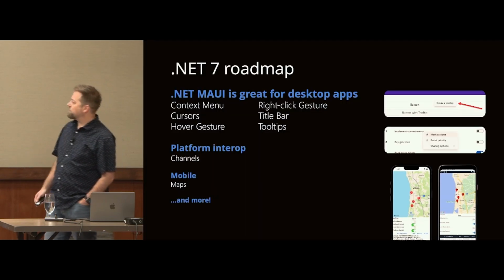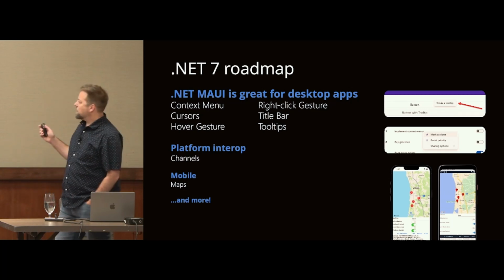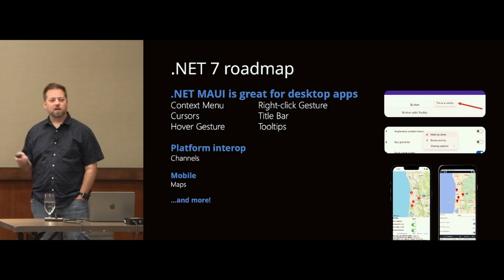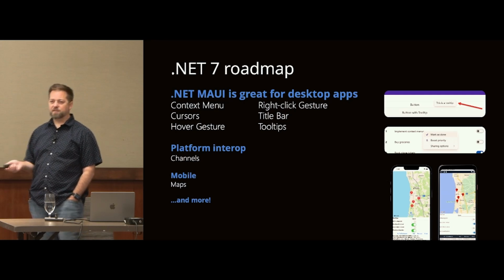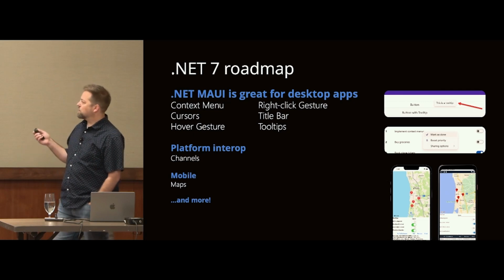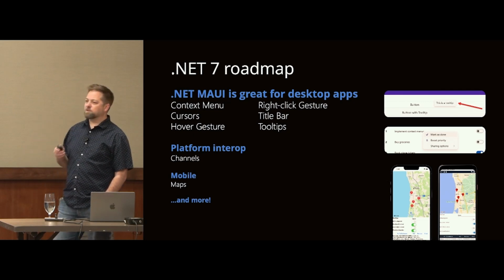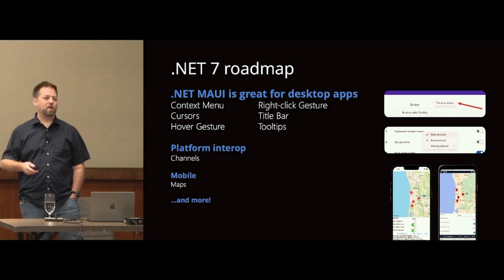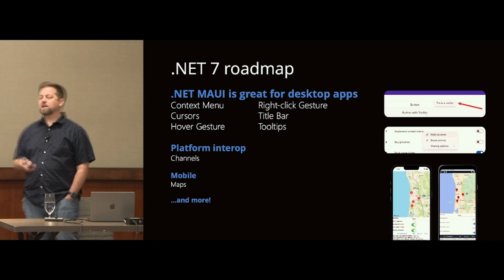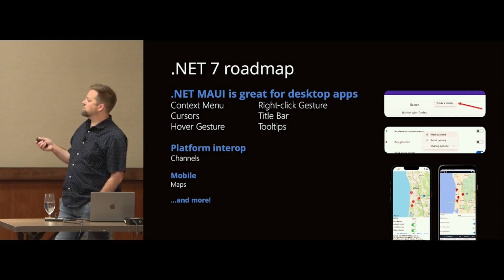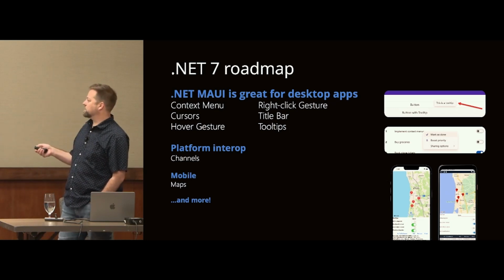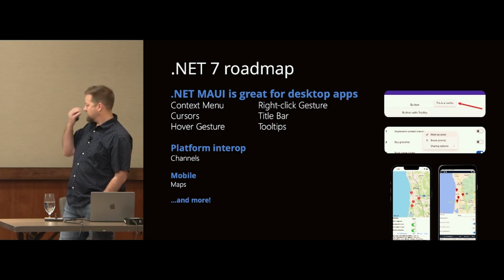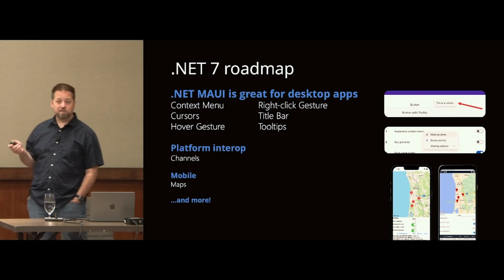So a little bit about the roadmap, and then we're going to get into some code. In .NET 7, which is upcoming, we have a build now. It will be coming out very soon as it gets through QA and everything. What are we doing in it? Well, we want to make sure that we bring desktop up to par with what customers are building today. And so we have added context menus, cursors, hover gestures, right-click gestures. Title bar is in the works. It's something that will probably come out a little bit later, but tooltips. So I'm going to demo a few of those things for you today.